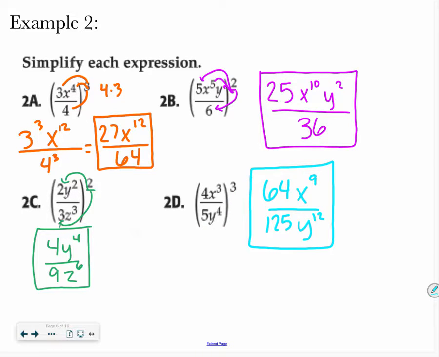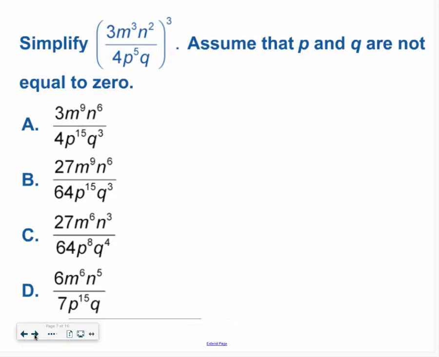If you need to write more work than what I'm showing you right now, go for it. That is awesome. There's no problem with that, okay? Why don't you go ahead and try to simplify this one on your own? Hopefully, for your answer, you got 27 m to the 9th times n to the 6th divided by 64 times p to the 15th times q cubed.